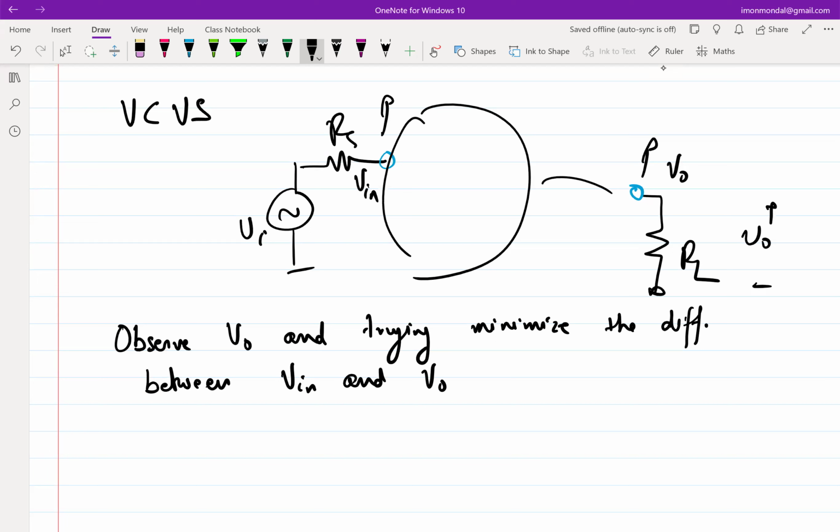This is what we do in the lab also. If I tell you to put something in between and build a contraption where V naught is equal to V in, what are you going to do? You are going to put something there, change V in, and see if V naught follows. So in the mental model, you are trying to minimize the difference between V in and V naught. That's what we are going to do in this case also, but we have to do it electronically. So we first define an error. Let's say I define an error VE, where the error is V in minus V naught.